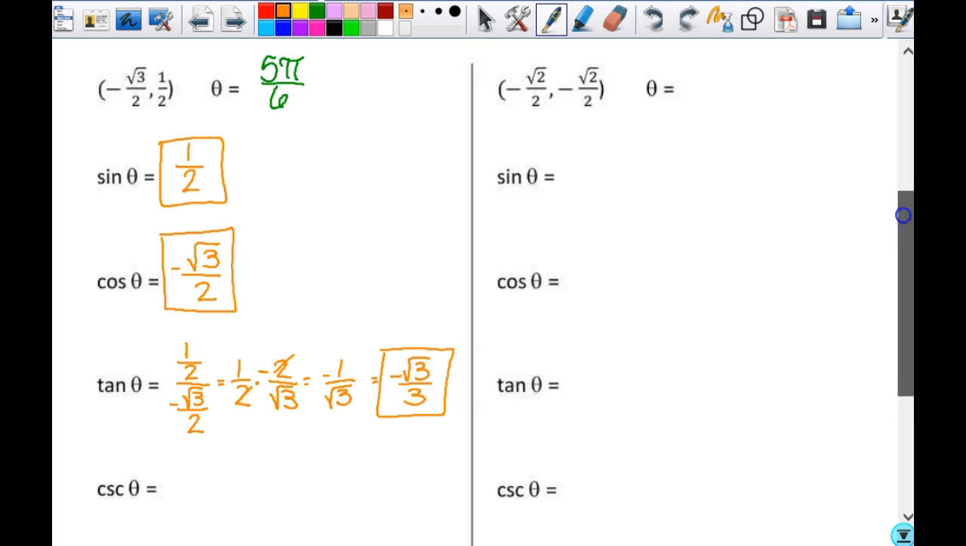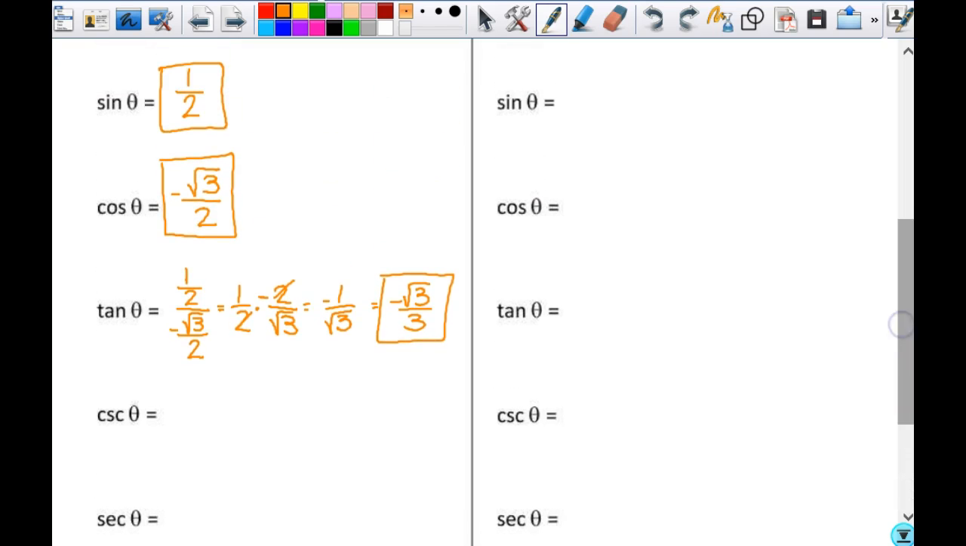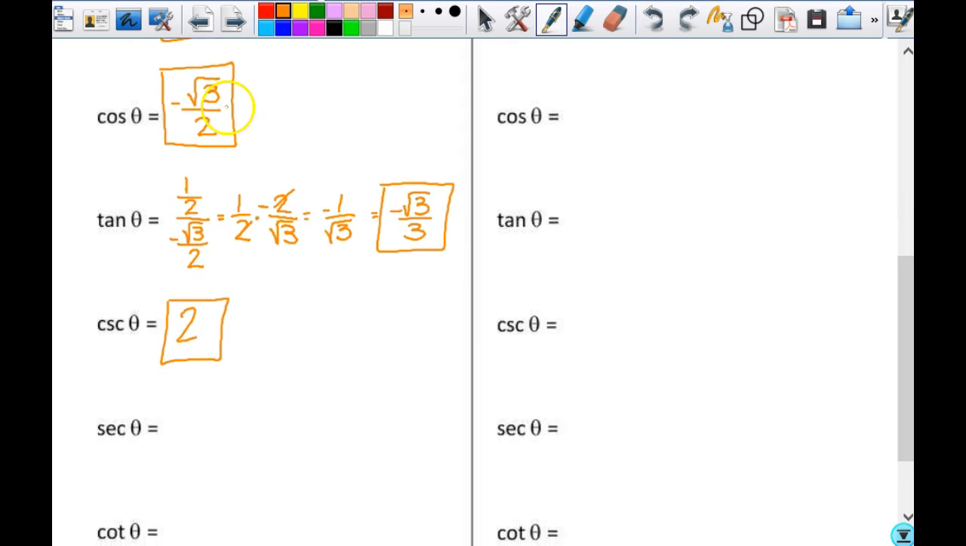All right, then cosecant. So cosecant is the reciprocal of sine, so I should have had this up here. So my sine is 1/2. The reciprocal of 1/2 is 2. It's just that easy. Secant is the reciprocal of cosine, so I take the reciprocal of my cosine, or I mean, I can look at it as 1 over the x value, which is the same thing. But it's the reciprocal of cosine, so it's negative 2 over the square root of 3.